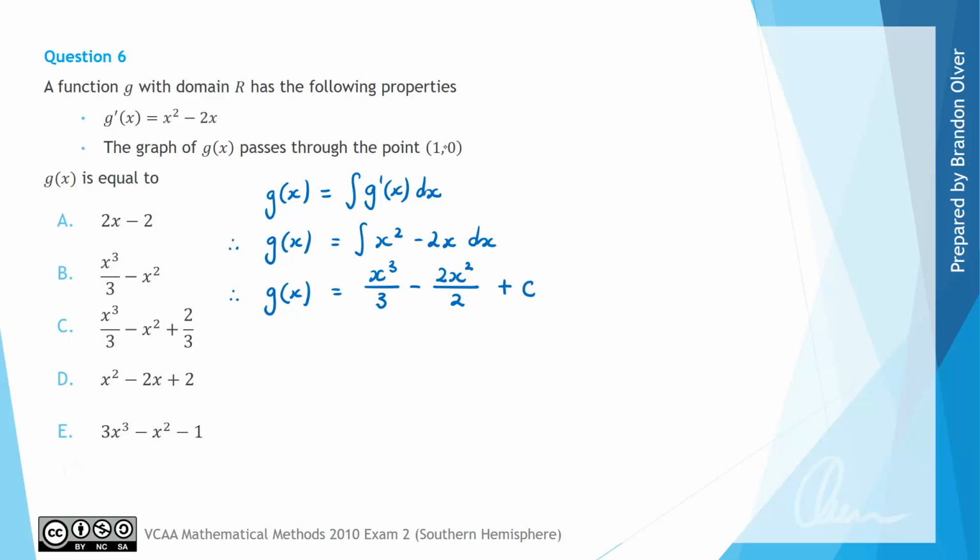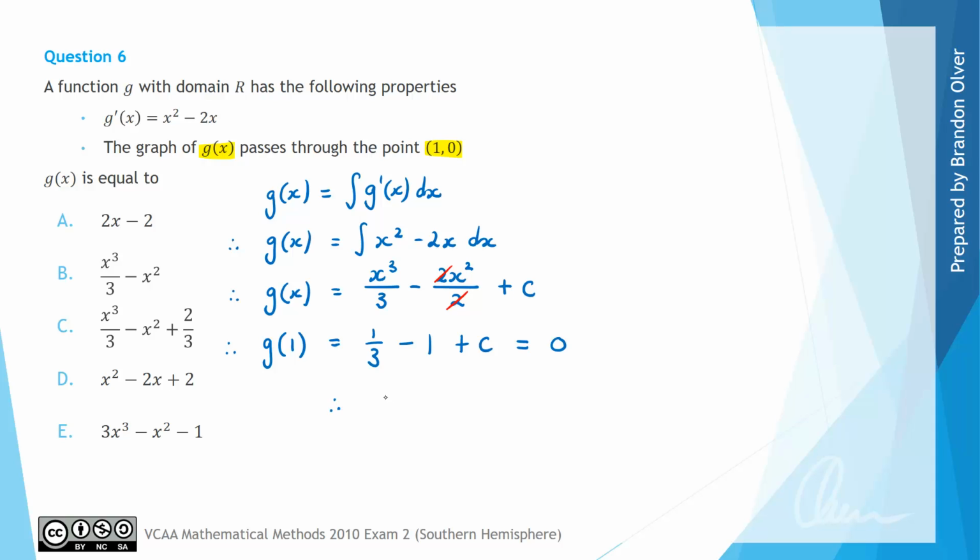So next we need to use the information that g of x passes through (1, 0). So we're going to substitute that in. We have g of 1 is equal to 1 cubed over 3, which is just a third, minus, and this is just really x squared because the 2's would cancel, so we have subtract 1, and then we have plus c, and we know that that needs to equal 0.